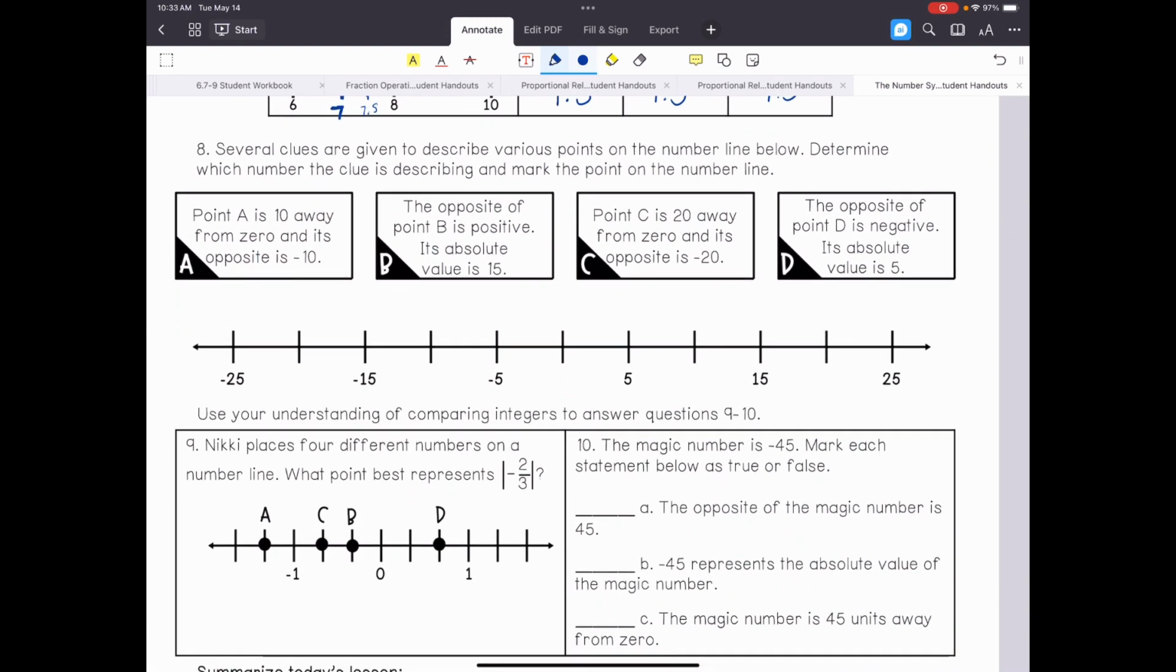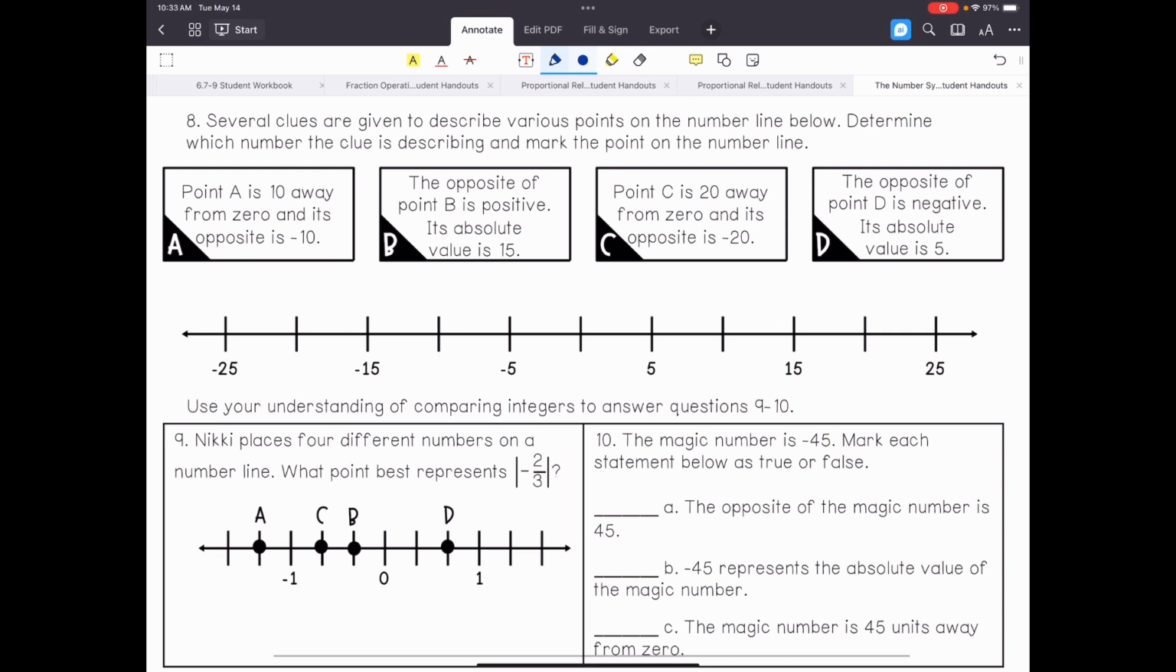Several clues are given to describe various points on the number line below. Determine which number the clue is describing and mark the point on the number line. So point A is 10 away from 0, and its opposite is -10. So if the number's opposite is -10, that means that the number has to be +10. And so if we're looking at this, 10 would be right in the middle of 5 and 15. So here's letter A. The number is 10.